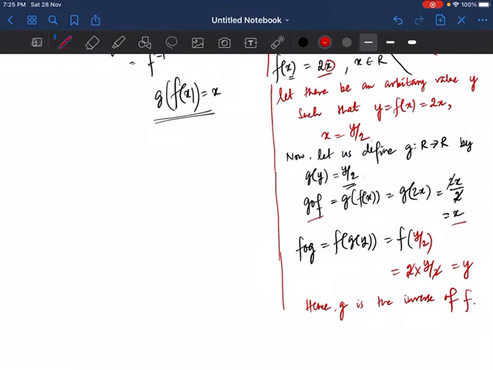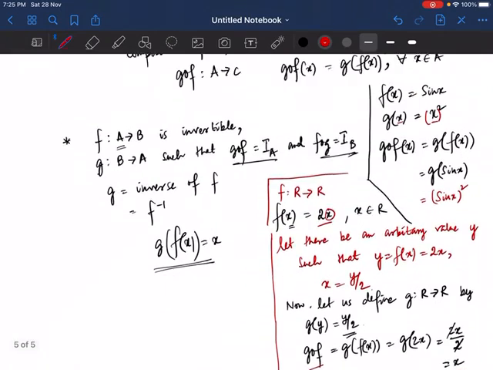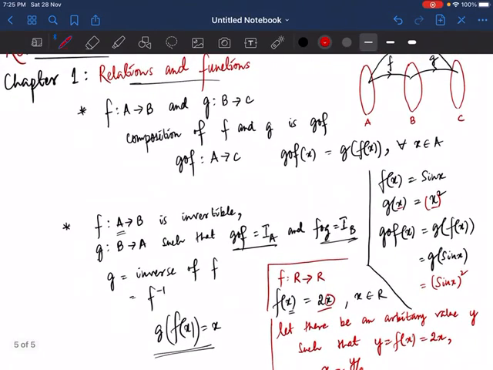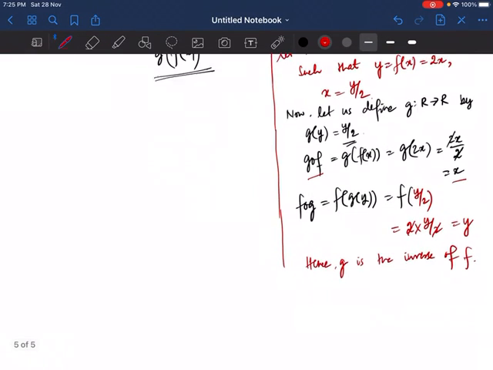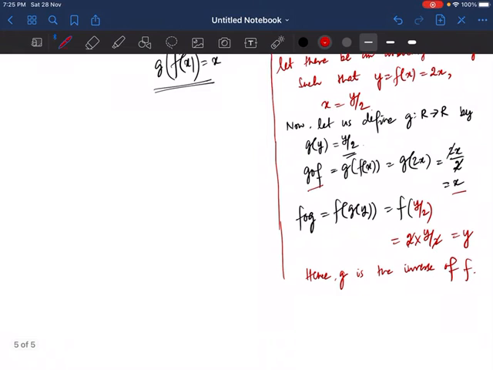Now with this we finish up the discussion of this topic. We have only two things, that is composition and inverse of a function. Now let's move on and solve one problem. I have already selected one problem, that is of exercise 1.3.